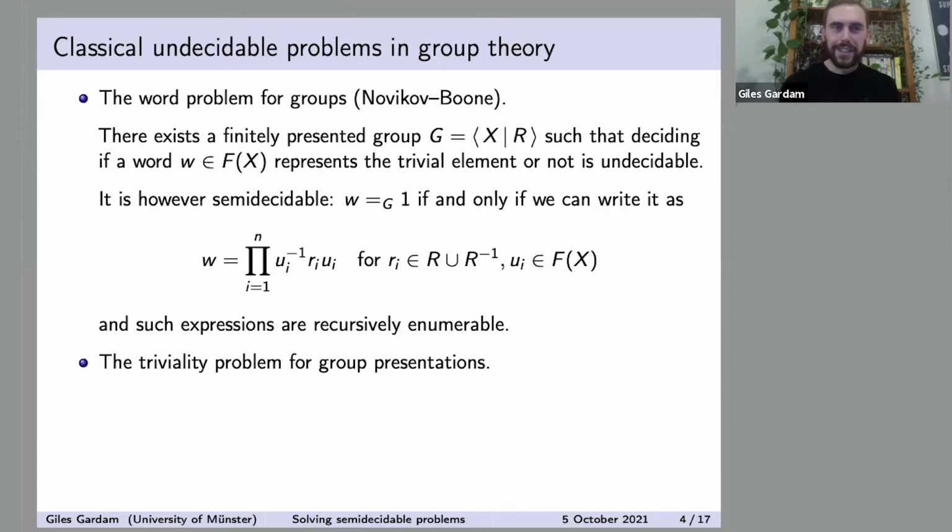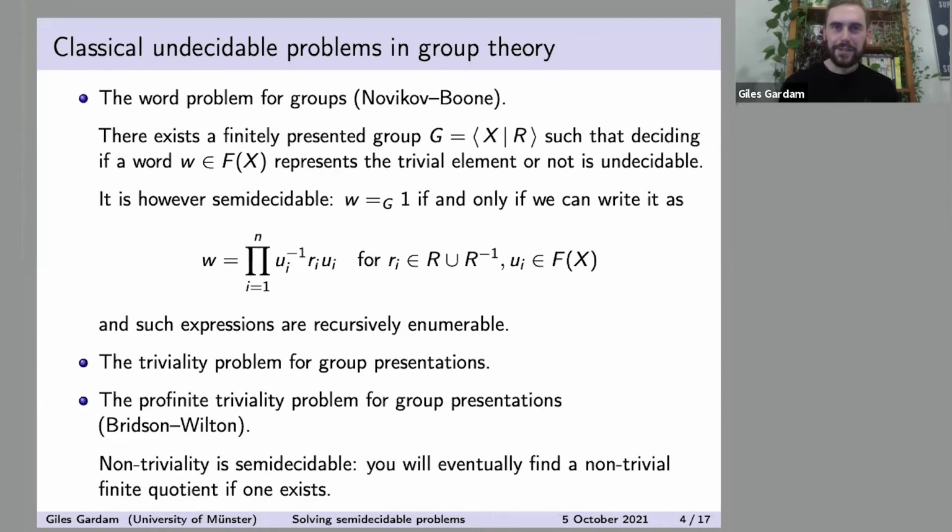Okay, so I've put it under the heading classical problems. It's maybe a classical problem that has a fairly recent solution. And that's what's called the profinite triviality problem for group presentations. So is the profinite completion of a finitely presented group trivial or not? Or in other words, given a presentation of a group, can I decide, does that group have any non-trivial finite quotient?